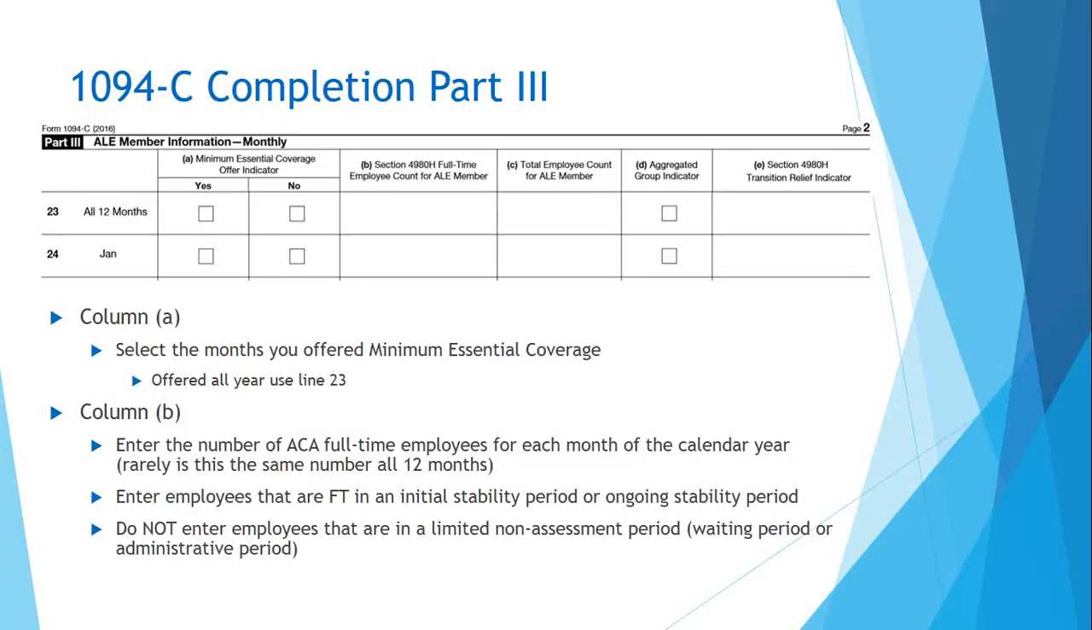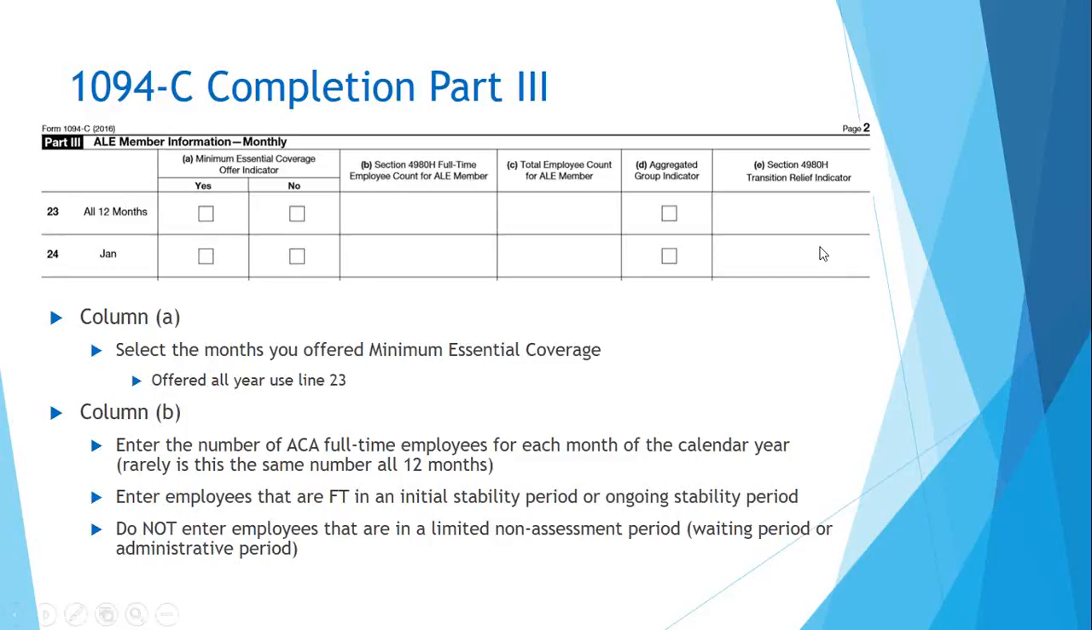So what is a full-time employee? It is that ACA full-time employee that's not in a limited non-assessment period or waiting period. So if an employee was first hired, let's say in January 2016, you're treating them as a full-time employee, but they're in a waiting period for their benefits. They would not go in column B yet, not until they hit that offer of coverage date. So if it's first of the month following 60 days, it might be April 1st when that employee would show up in column B. They started in January.